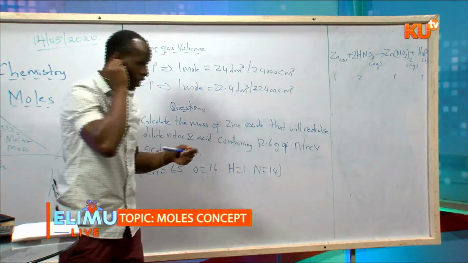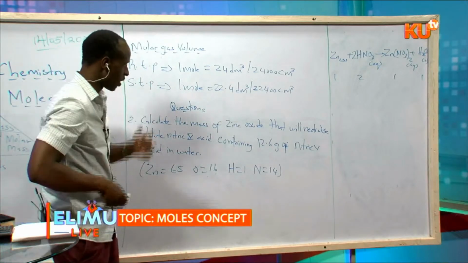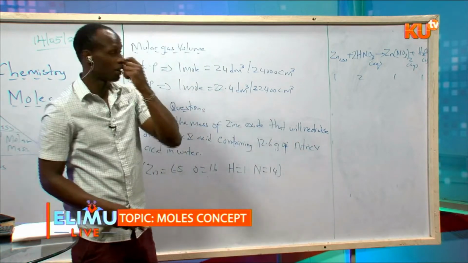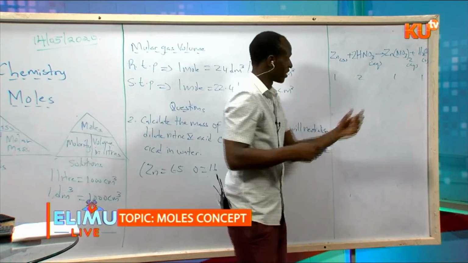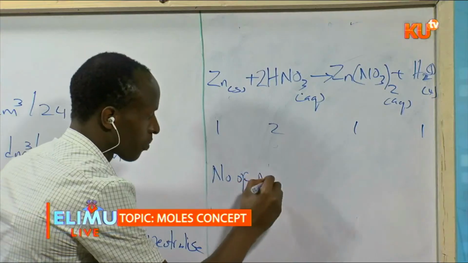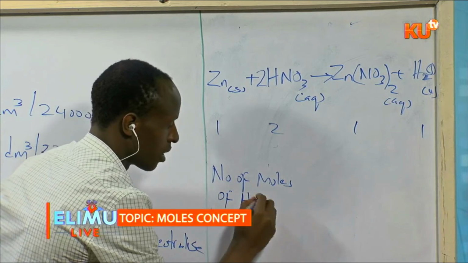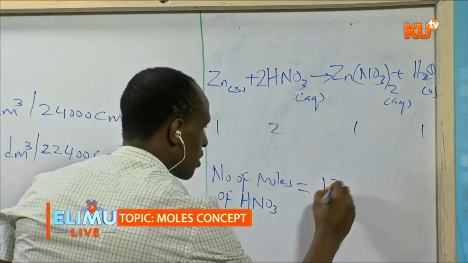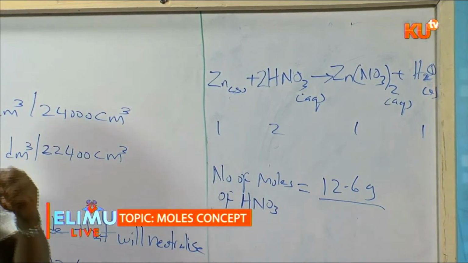Which compound or product will you be able to calculate its number of moles? So I check, I have 12.6 grams of nitric acid. So I can calculate the number of moles of nitric acid. Number of moles of HNO3 is mass over molar mass. So 12.6 grams, and for its molar mass you'll have to use the formula.